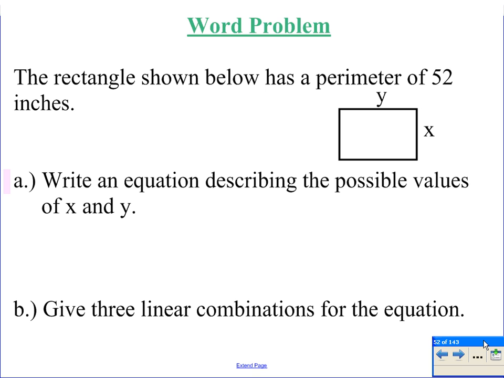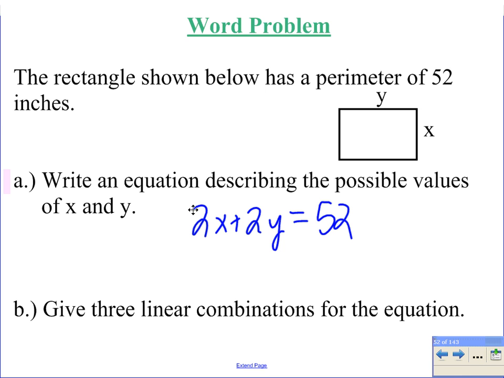Do you have room? The rectangle shown below has a perimeter of 52 inches. Write an equation describing the possible values of x and y. So you have to remember what perimeter is. And what should my equation be? Andy? 2x plus 2y equals 52.